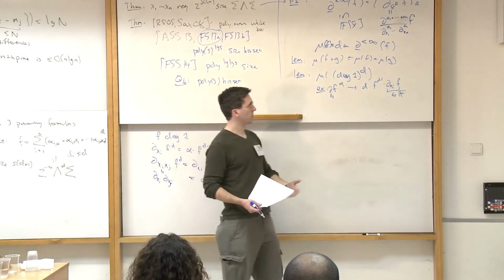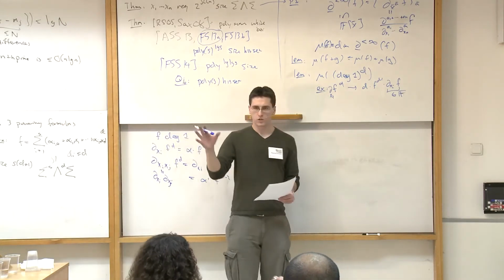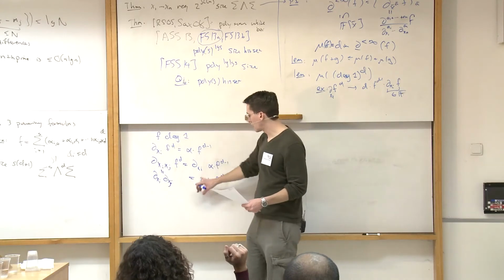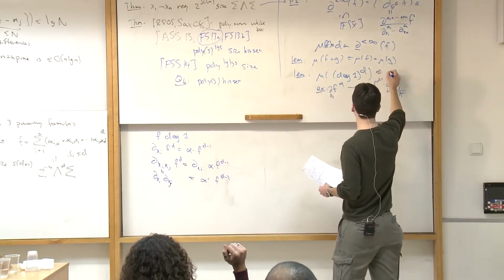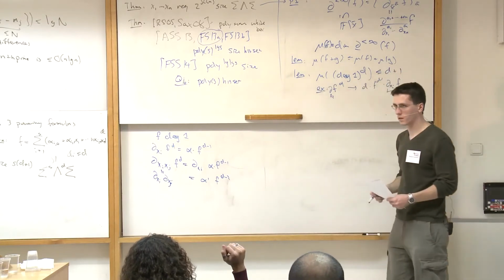And so how many possible types of derivatives can you get? Well, the point is that these scalars don't really matter because you're taking dimension, and so this is going to be at most, and in fact, equal to d plus 1. Okay.